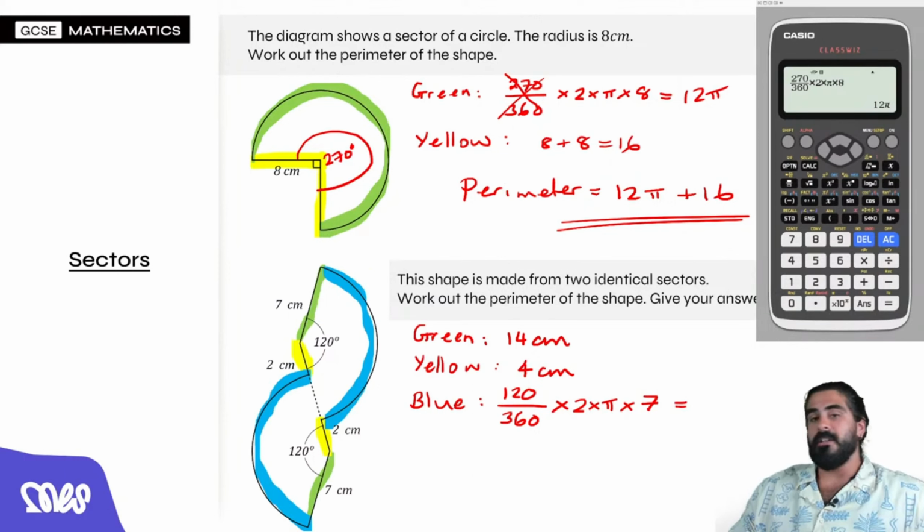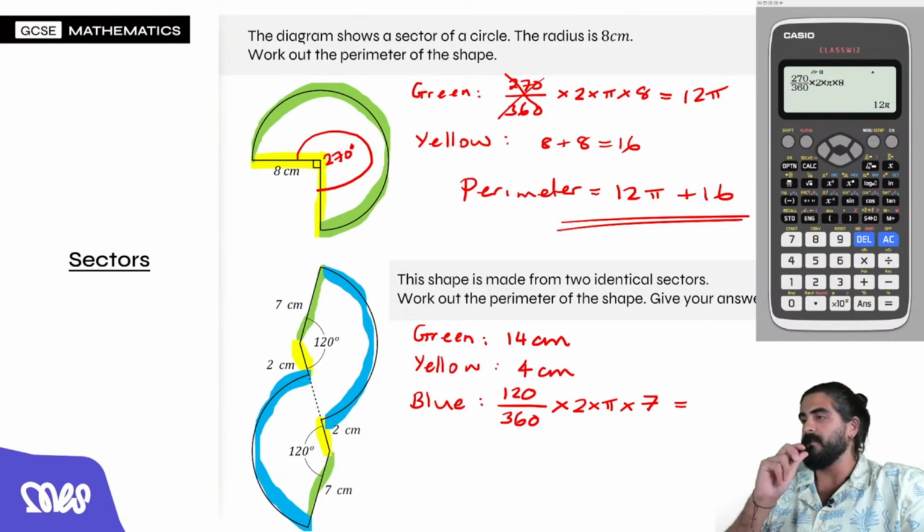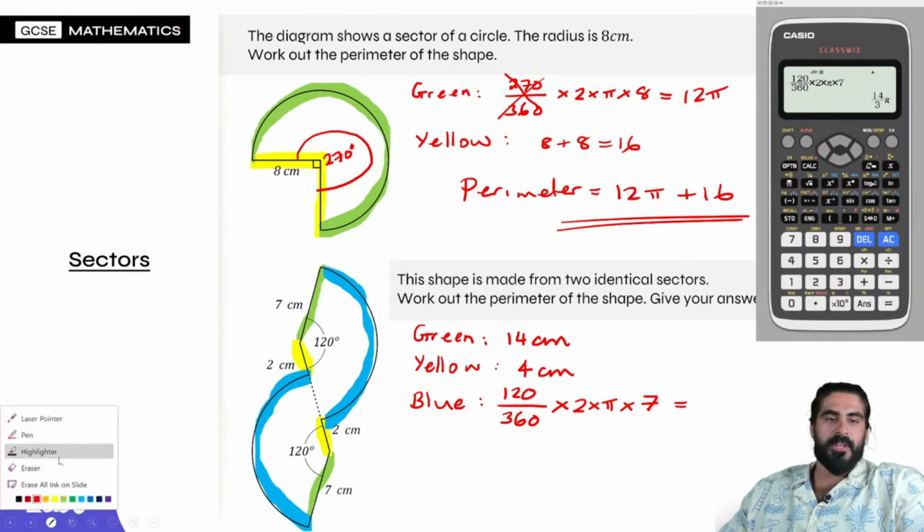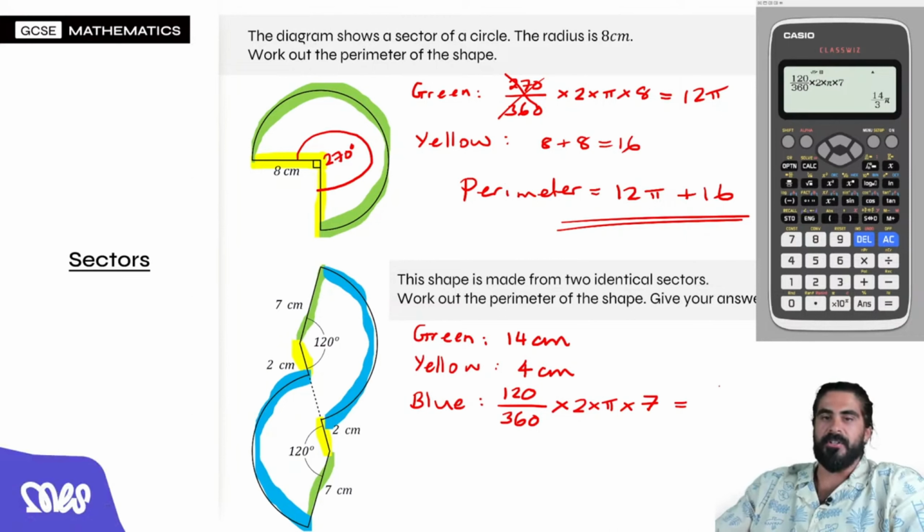Now another thing, what do I need to do to that blue section? I've done 120 over 360 times 2 pi r. What else am I going to have to do eventually to get my final answer with that line? What else am I going to have to do with it whilst I'm typing it in? So we're doing 120 over 360 times 2 times pi times 7. That's 14 over 3 pi. Now this is where a lot of students go wrong, because they're now going to add all these numbers up.